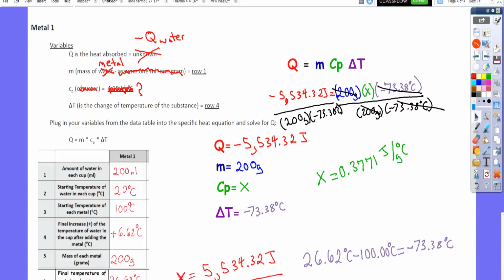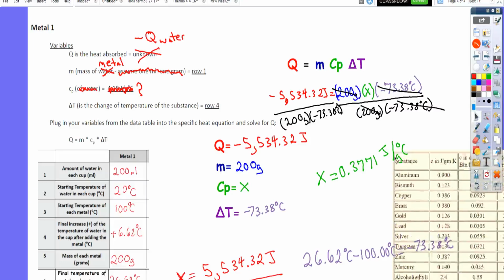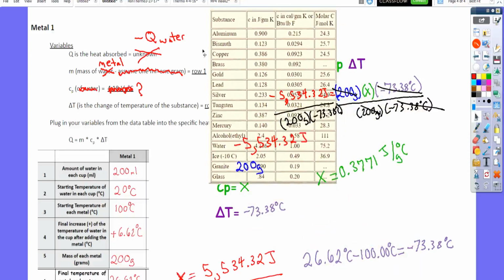So now what's neat is I know it was copper. I actually know what kind of metal it was. If I look it up here, the accepted value for specific heat of copper is 0.386. So hey, that's actually really close.